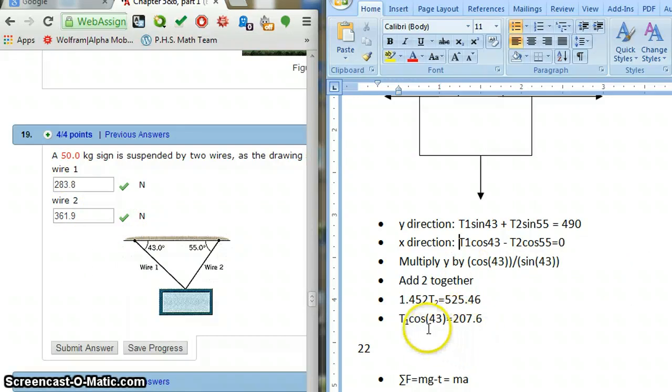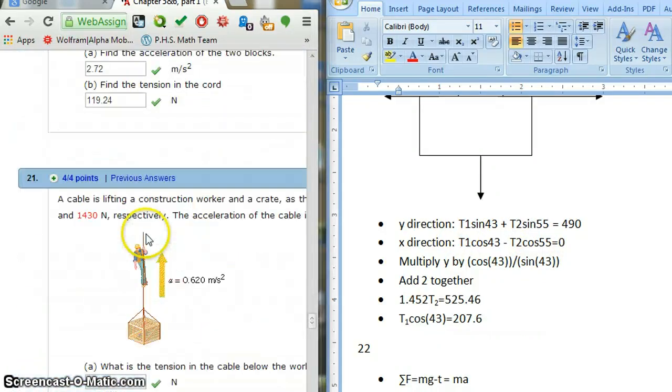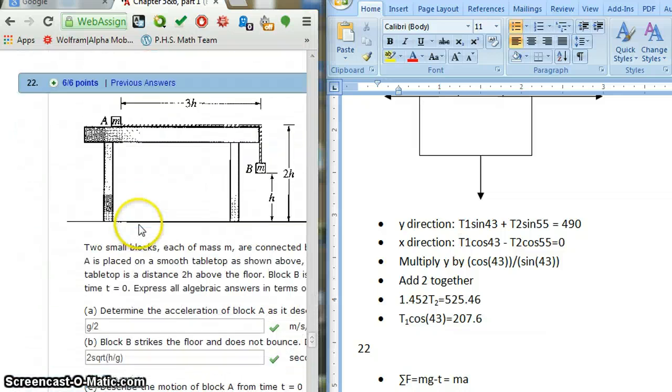And afterwards, you can just plug the value you got for the tension of wire 2 into any of the other equations to find the tension of wire number 1. Now you could do this in any order, really. You could have multiplied this by cosine 55 and added, and you'll get the same answer. Alright, moving on to number 22.